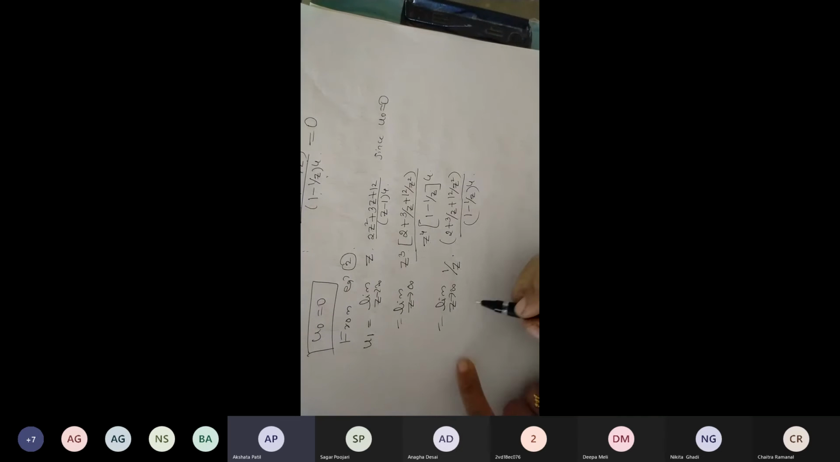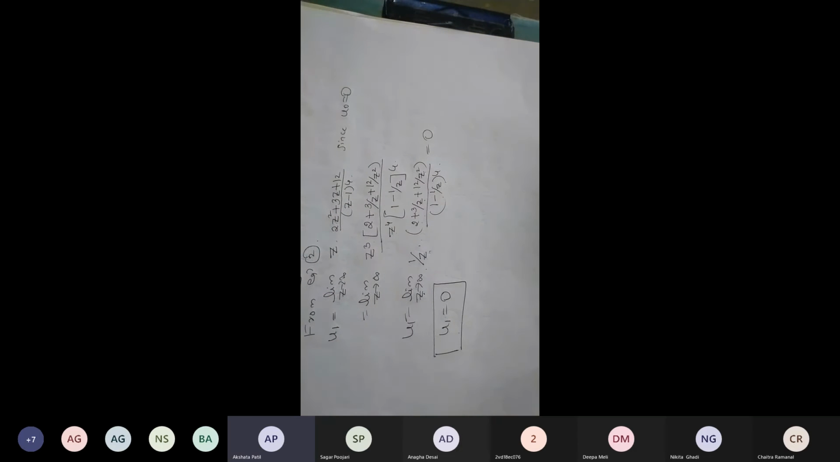Now just substitute z tends to infinity again here, so 3/infinity is 0, 12/infinity is 0. So here we are getting 2 by 1, that is 2, into 1/infinity. Again you are getting the value of u₁ is 0. u₁ equals 0. Is it understood? Yes, ma'am.